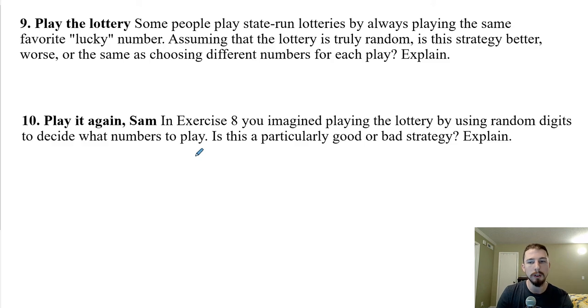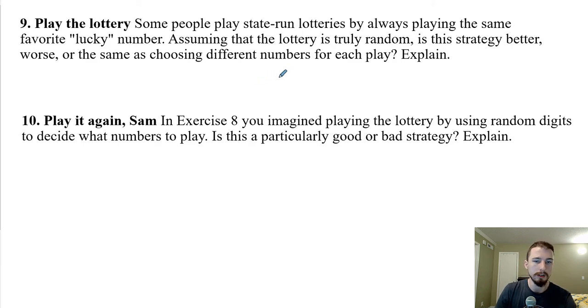Some people play the lottery based on their favorite numbers. They use the same number over and over again, like police officers use their badge number or something. It's still not a great idea. Assuming the lottery is truly random, it might make a better story if you won. Like, oh yeah, this is great. Fate. But this strategy, is it better or worse or the same as choosing randomly?